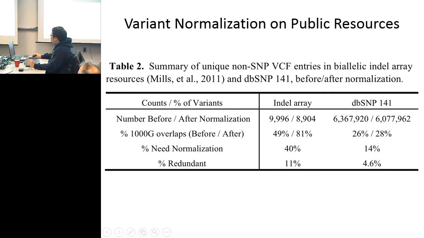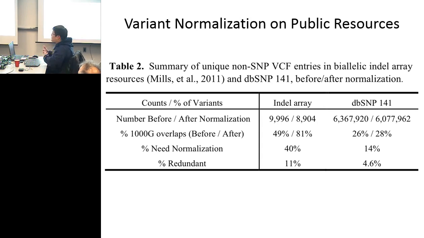It turns out that after normalization, there are actually 8,904. Most of them were not left aligned. This second row shows you the overlap with the 1000 Genomes indels. If I did not normalize it, only 49% of them overlap with it, but when you normalize it, 80% overlap. Out of all the 9,996, 40% of them need normalization, and after normalization you realize that 11% of them are actually representing the same indels.